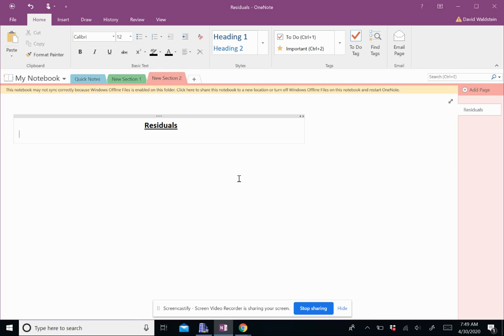Okay, take two on this lesson. So we're going to be talking about residuals today. And you may have heard the term residual before. It basically means like a leftover amount.